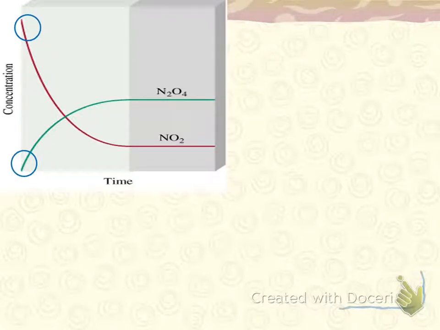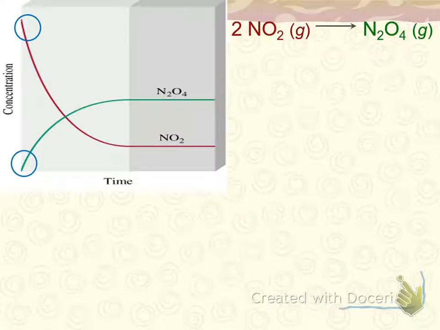Do I have a lot of red or do I have a lot of green? I have a lot of red. And how much green do I have? I have no green. It's actually at 0. What this tells me then is that when I have a reaction that looks like this, two NO2s can become N2O4. You'll notice here that specifically the arrow points to the right, but there's no backward arrow.